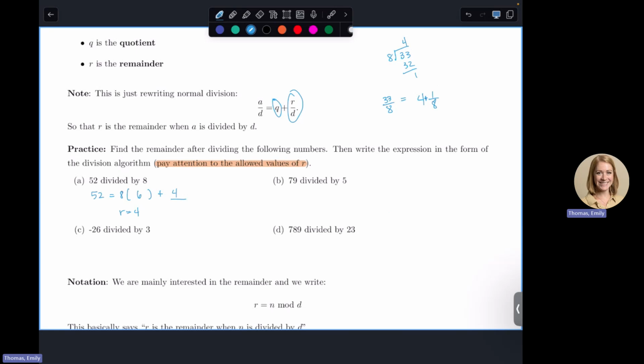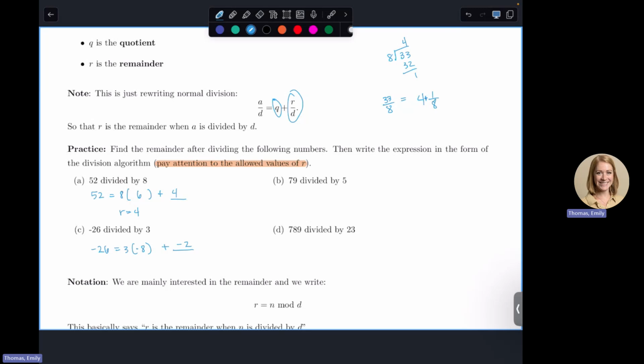Negative 26 divided by 3. So we're going to have negative 26 is 3 times a thing plus a remainder. That would be 18. Okay, so if we did negative 8, that's negative 24, right? And I would need to make this a negative 2. That's not in the rules.